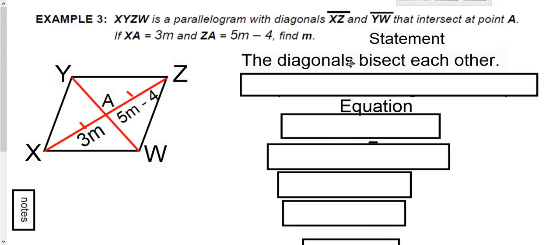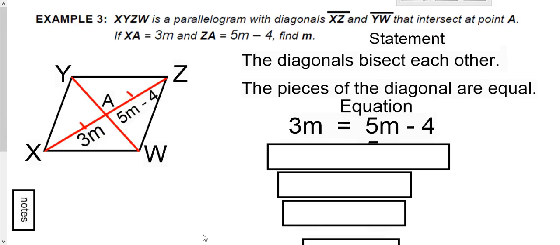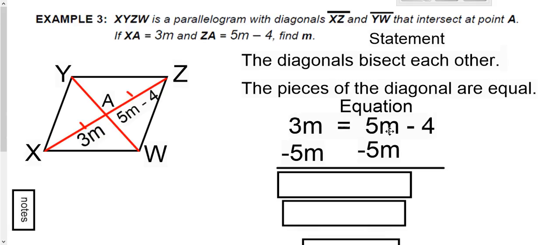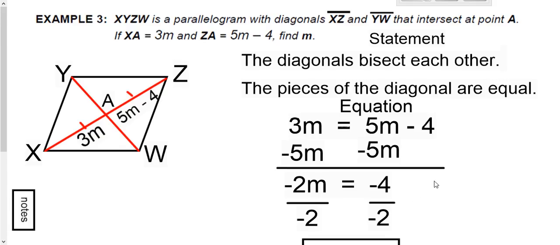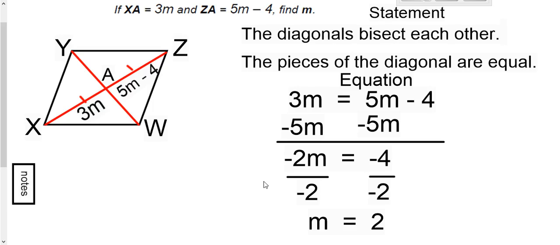the diagonals bisect each other, cut each other in half. So these halves are equal. Those pieces are equal. So the 3m equals 5m minus 4. Alright, so I'm going to get rid of these 5m's. I don't want m's on both sides. So when I subtract that over here, I get negative 2m, and there's a negative 4 left here. Divide by negative 2, and I get m equals 2.